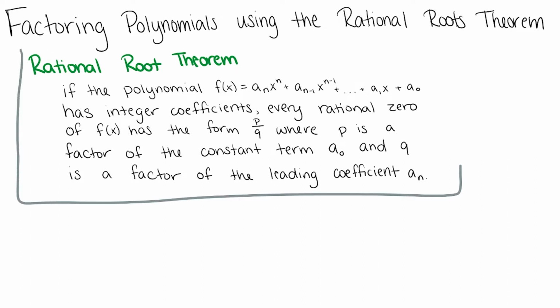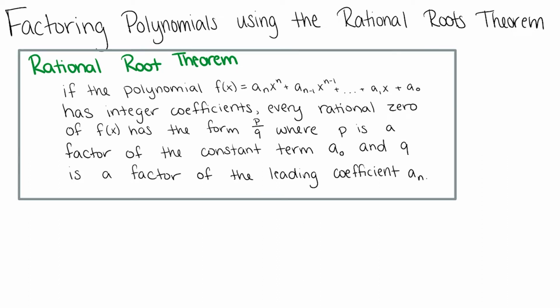So what does that mean? A rational number is just any number that can be written as a fraction. These are both positive and negative numbers, so numbers like 1, 2, 1/2, -3/4. These are all rational numbers. So what we're doing when we use the rational roots theorem is we're finding our possible zeros for our polynomial, and then we'll also be able to identify what the actual rational roots are for our polynomial.